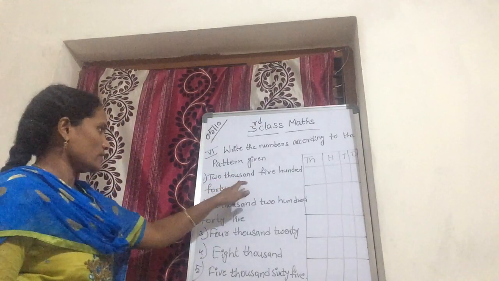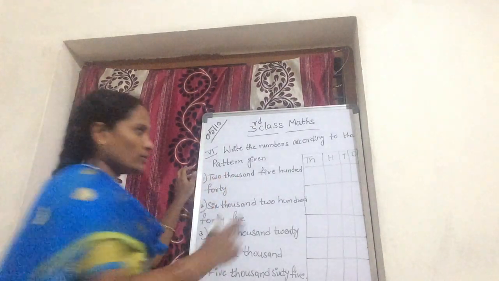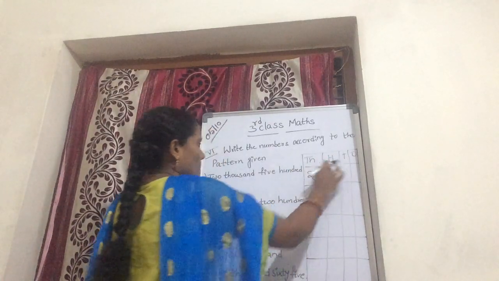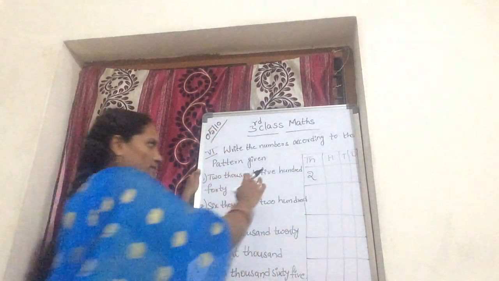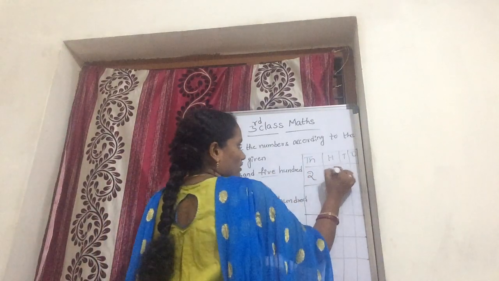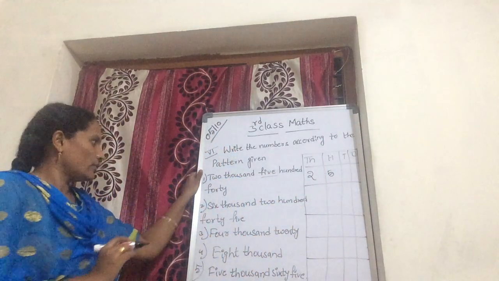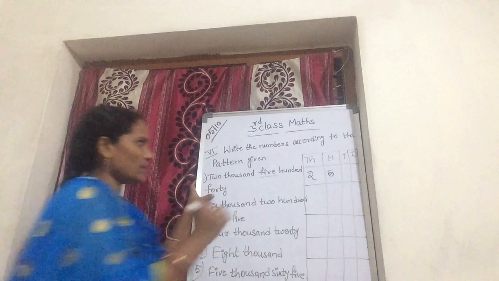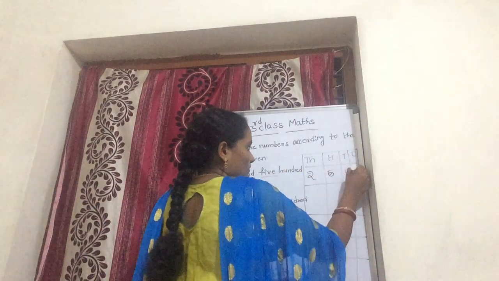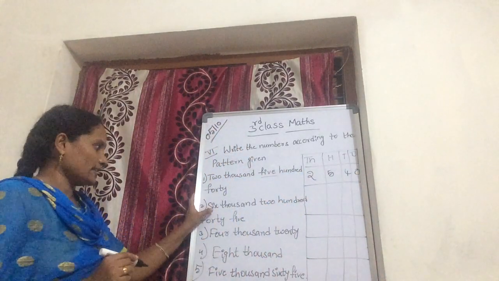2,540. In the thousand place which number is there? 2. You should write 2 in the thousand place first. Next, in the hundred place which number is there? 5. So here you should write 540. In the tens place you should write 4 and in the ones place you should write 0. And let's see next one.